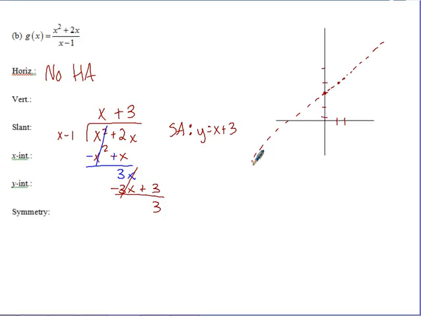Okay, let's talk about your vertical asymptote. How do you find a vertical asymptote? It's just the denominator equal to 0. So in our case, x minus 1 equals 0. So my VA is what? x equals 1. So you have a vertical asymptote at 1. So right here.